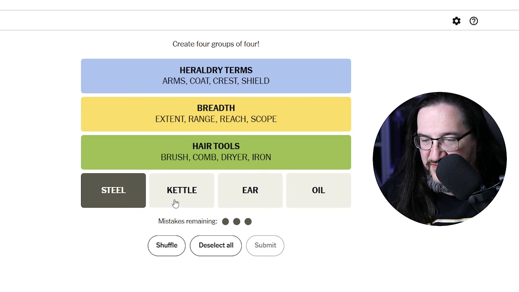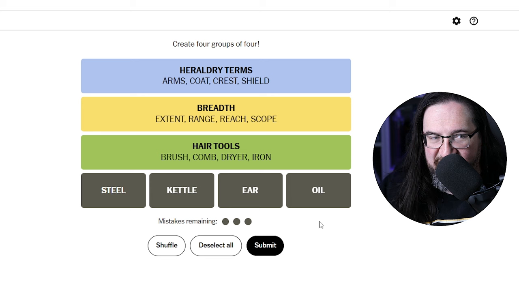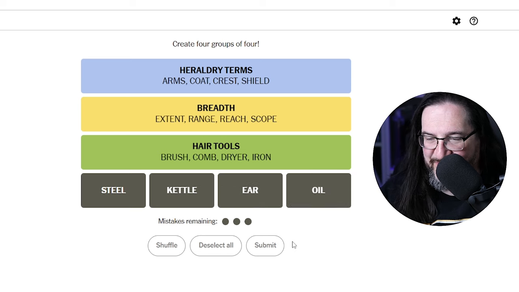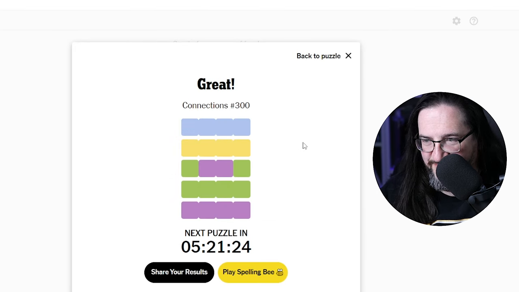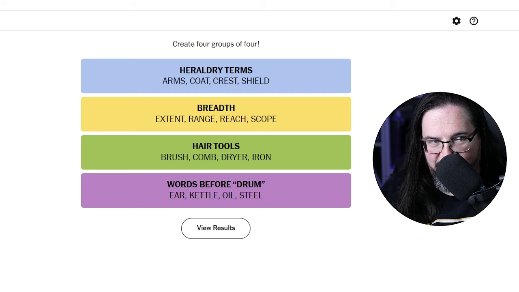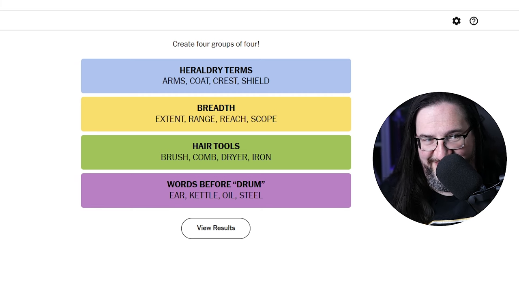Now, here we have steel, kettle, ear, and oil. I feel like these are connected to corn. I'm sorry, but I can't get that out of my head. Sometimes when you're so resolute, you've got to go with it. So something to do with corn is what I'm going with here. Words before drum. It was not corn. Eardrum, kettle drum, oil drum, steel drum.